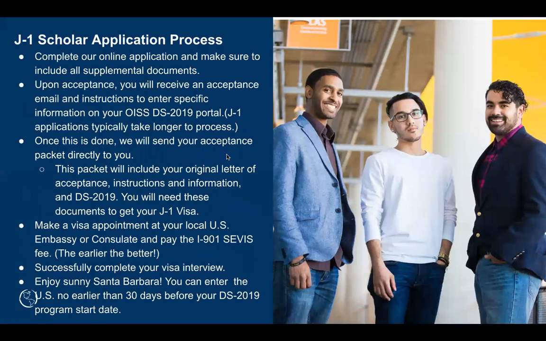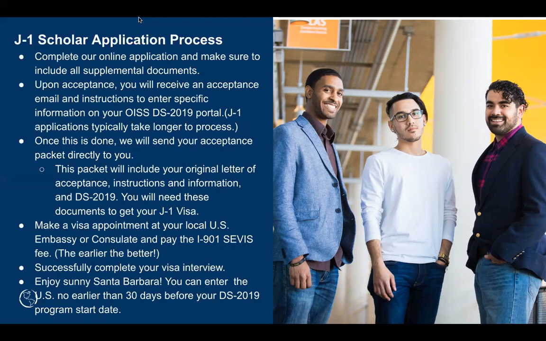Okay, J1 scholar application process. The J1 application process is similar, but with a few differences. You'll still complete the online application and need to include those supplemental documents. And once we've reviewed your application and accepted you, you'll receive an acceptance email from us, and then a separate email with instructions guiding you to OISS, which is UCSB's Office of International Scholars. It's their portal where you will enter some information so that they can print your DS-2019. They're the ones who will issue it for you at this time. So it's a little lengthier process. Once you've entered that information into the portal, they'll send us your DS-2019, and then we will send a packet with all of the documents and information you will need in order to get your J1 visa directly to you.